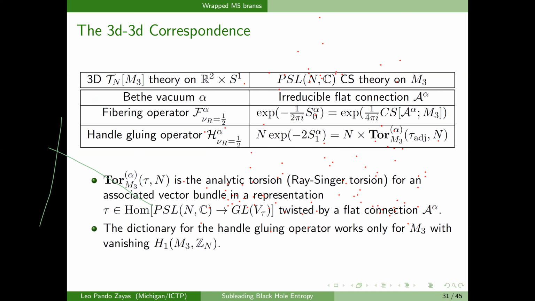All right, so what I take from the 3D-3D correspondence that is important for us is that the building blocks of the partition function, these fibering and handle gluing operators, can be read directly from Chern-Simons theory on PSL(N,C). The fibering operator is proportional to the classical action. This is this formula here. And the handle gluing operator is proportional to what is sometimes called Reidemeister torsion, which is essentially the quantum one loop part of the Chern-Simons theory. So I have gone to a setup where I can read the partition function from ingredients that come from Chern-Simons theory. That's essentially the key thing.